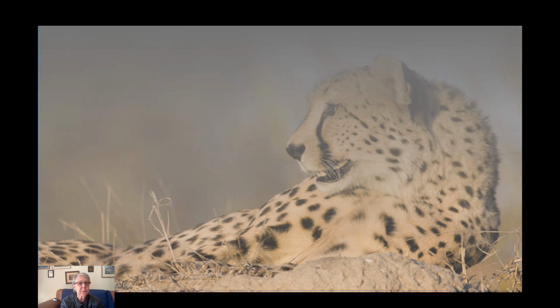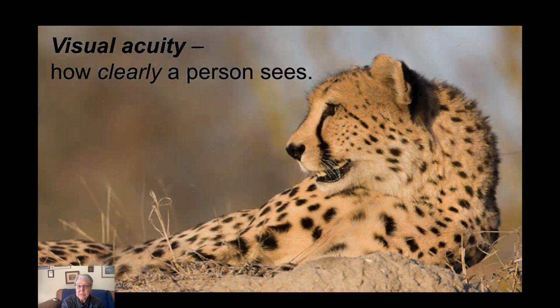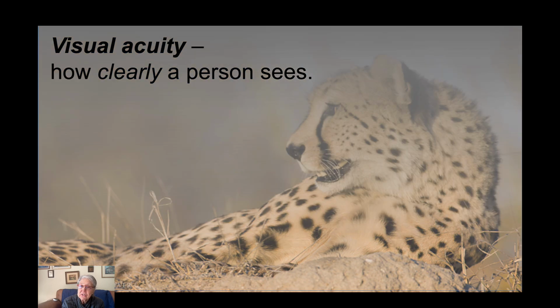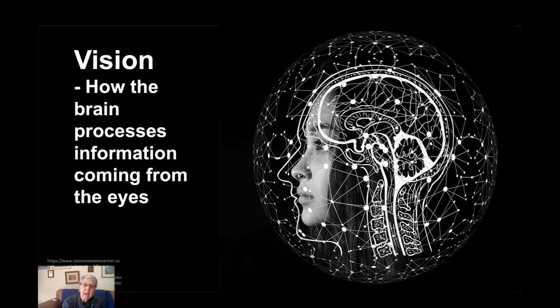What then is visual acuity? Visual acuity means how clearly can we see an object. And if you keep an eye on this cheetah once again, you'll see that the visual acuity has changed, showing that you might be able to see. But what is the visual acuity like? What then is vision? Vision is how the brain processes all the information coming in to the eye and to the brain and giving us a meaningful interpretation.